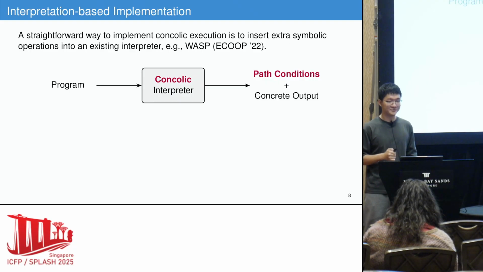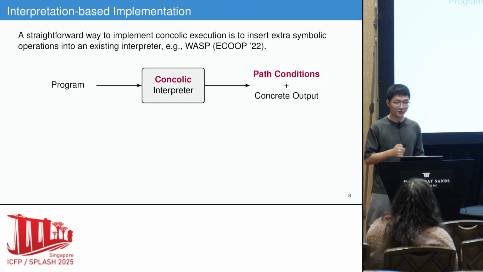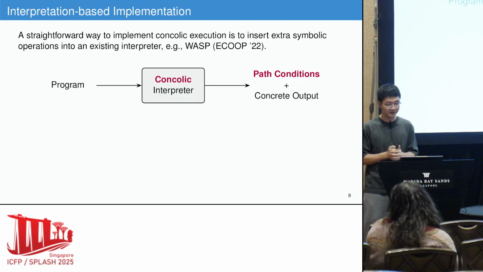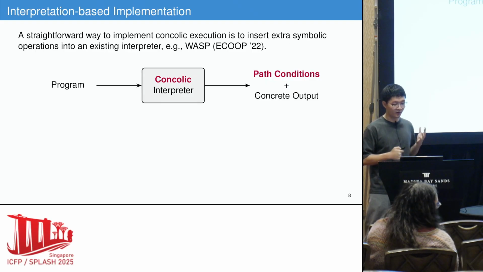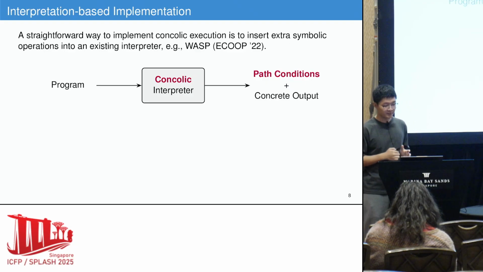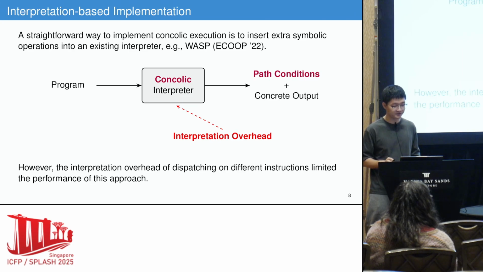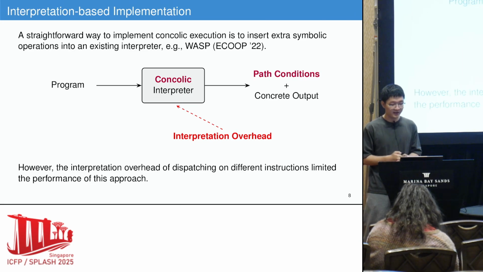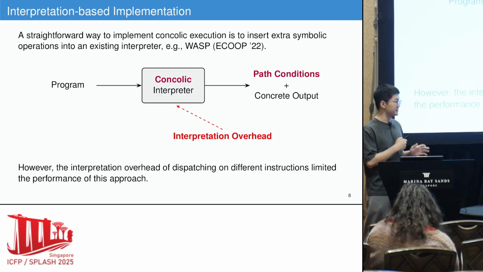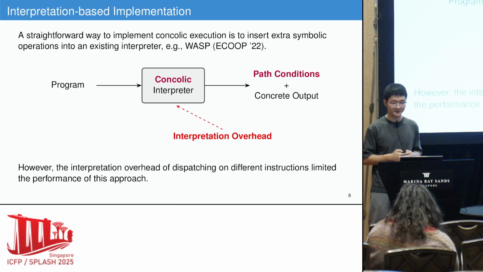For example, the work Wasm in 2022 ECOOP does Concolic execution for WebAssembly by inserting extra symbolic operations into the WebAssembly official interpreter. For this approach, snapshot reuse is not a challenge because the control information and the states are fully managed by an interpreter. However, for the interpretation-based approach, there is an inherent performance limitation. That is the interpretation overhead of dispatching on different instructions. It's a well-known limitation of interpretation, and lots of work have shown that this overhead could be significant in practice.